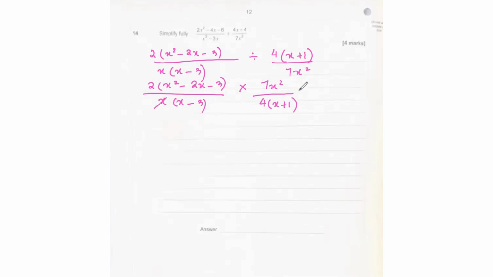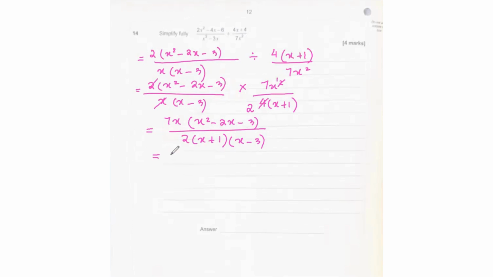This x gets cancelled out and this x has power of 1 now. This 2 gets cancelled out and this becomes a 2. So now we have 7x bracket x squared minus 2x minus 3 over 2 bracket x plus 1 times x minus 3. Next, we will factorize this quadratic expression over here.